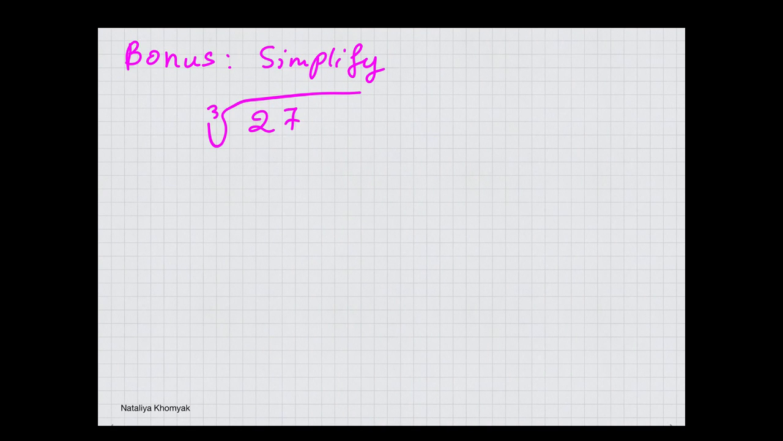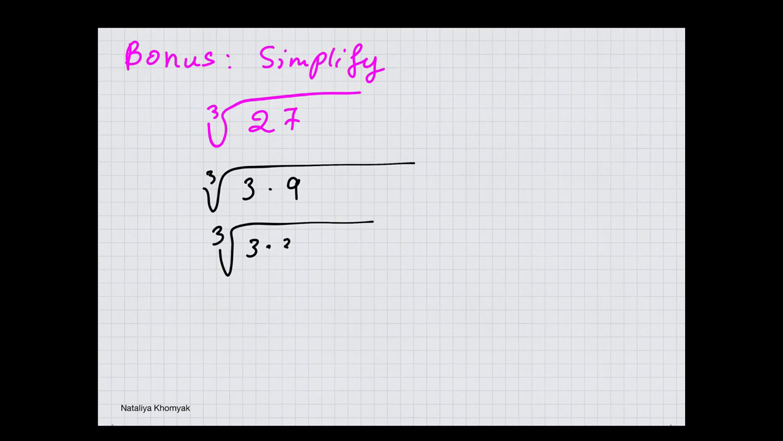Now here we have a cube root, and cube root will cancel out with the third power. Now I am going to rewrite 27 as 3 times 9. And 9 is also 3 times 3, so this will be 3 times 3 times 3. Now we have 3 factors of 3, so 3 is our base. 1, 2, 3, and 3 is our exponent.